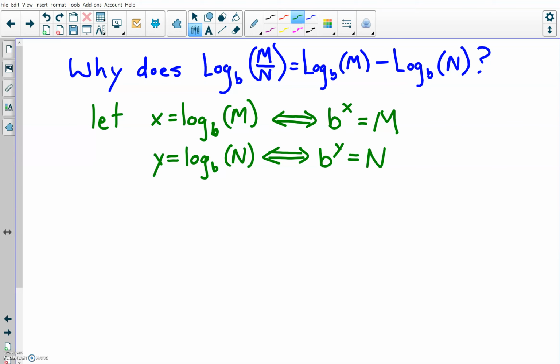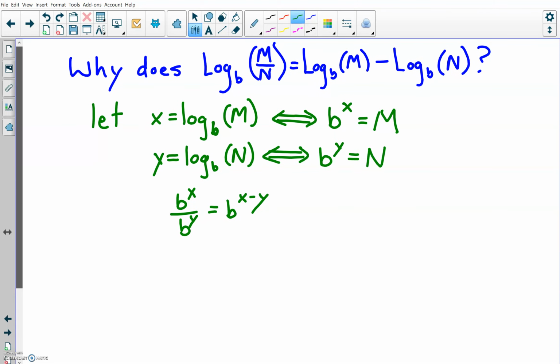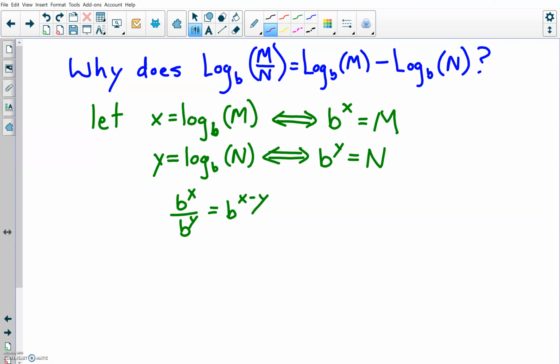The other property that I'm going to bring in here that we're going to need, that's going to allow us to go from division to subtraction, is this idea that b to the x, divided by b to the y will equal b to the x minus y power. So with those facts, I can show why that log rule works. And let's go ahead and get this into play here. So I'm going to start out with the left side, and we're just going to work all the way across until we get to the right side.